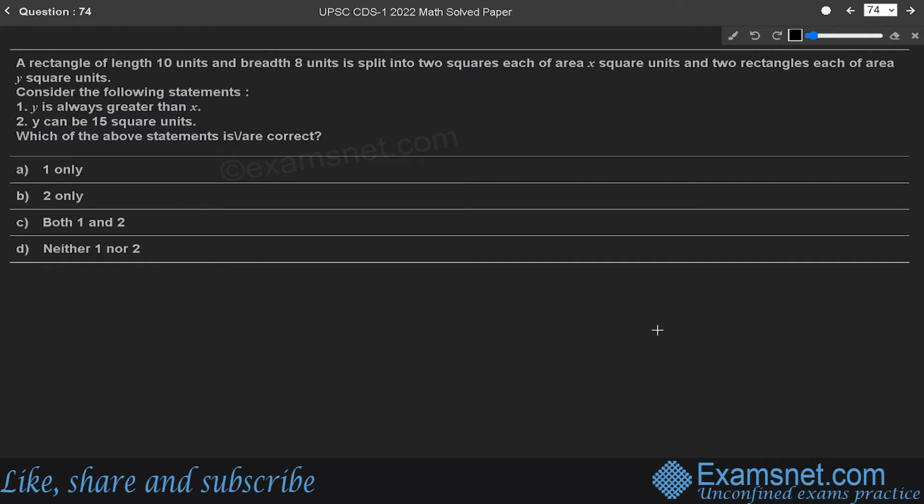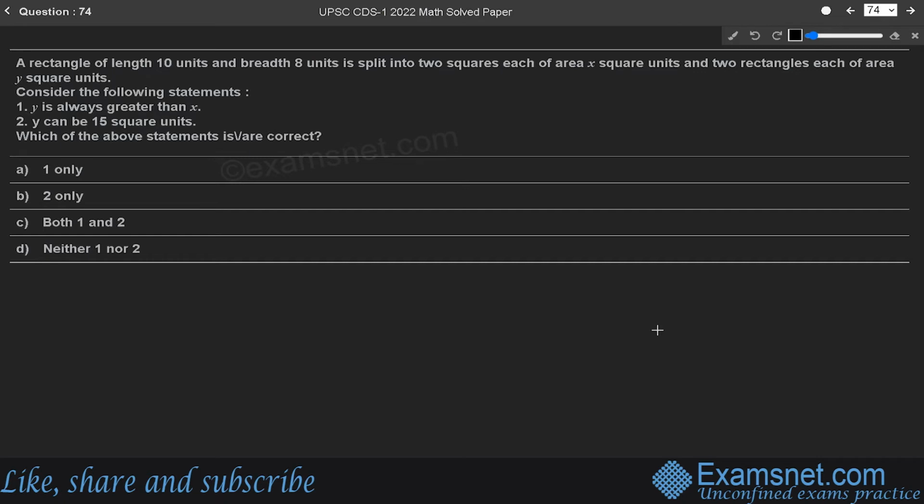Next question is, a rectangle of length 10 units and breadth 8 units is split into two squares, each of area x square units, and two rectangles each of area y square units. Before looking at the statements, let us understand the question properly: a rectangle of length 10 unit and breadth 8 unit is split into two squares. The area of the first square is x square units and it is also split into two rectangles. The area of the rectangles is y square units.